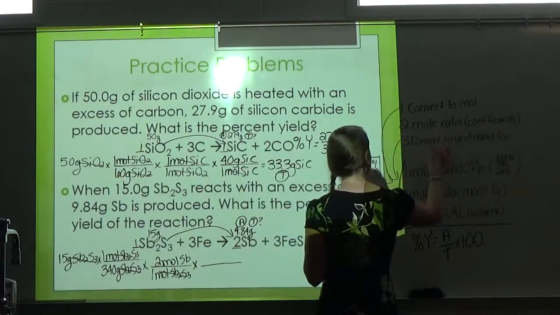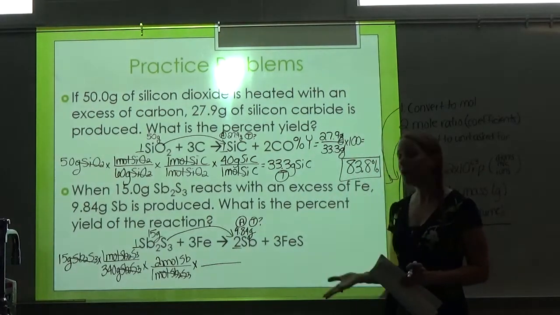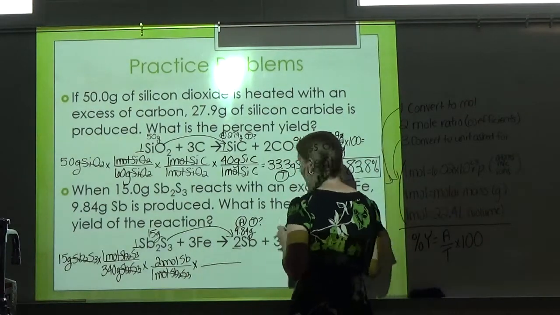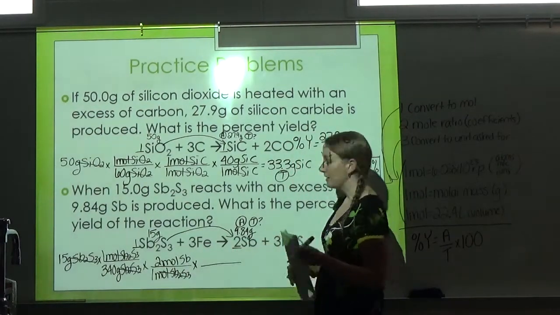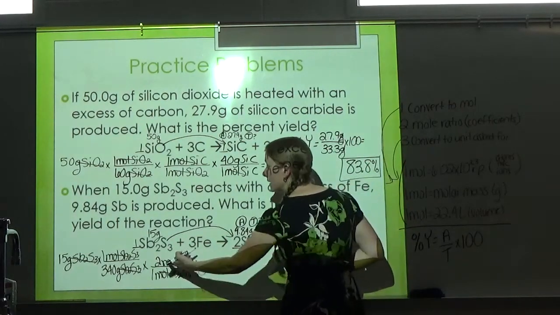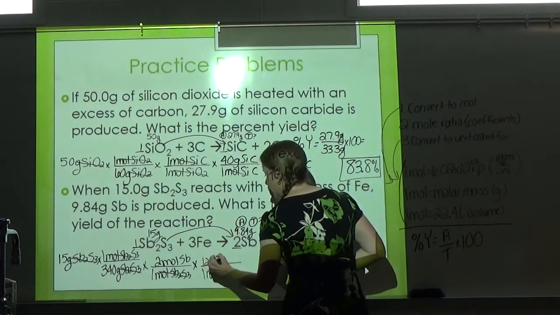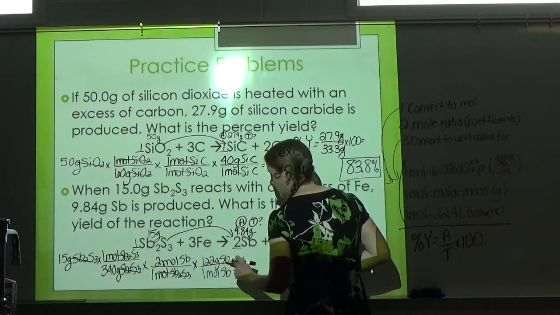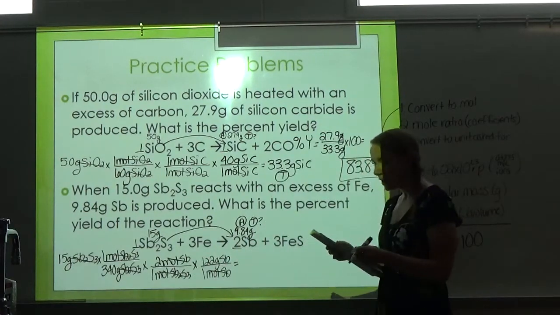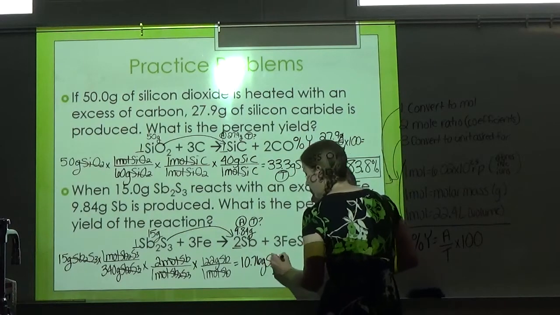And so my last step is to convert to the unit asked for. Well, again, since they gave me the actual in grams, I'll want to go to grams too. So I need to use molar mass again, but this time it's just the molar mass of Sb. All right, so the molar mass of Sb is about 122 grams per mole. So since moles is on top, I'll put my 1 mole on bottom and my 122 grams on top. So my moles cancel, and once I solve, I end up getting 10.76 grams of antimony.